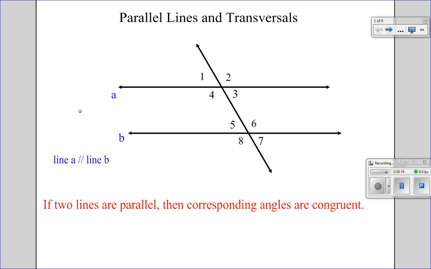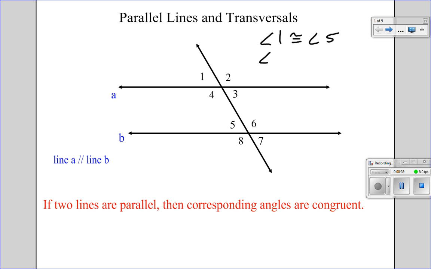So for our first slide here we have line A is parallel to line B. So the theorem is if two lines are parallel then corresponding angles are congruent. So this is true when the lines are parallel. So we know that angle 1 and angle 5 are corresponding. So I can say angle 1 is congruent to angle 5 when the lines are parallel.